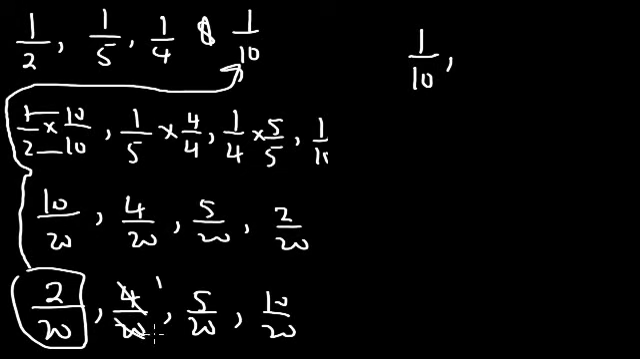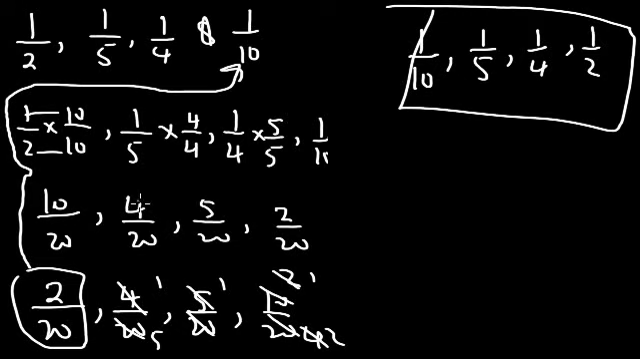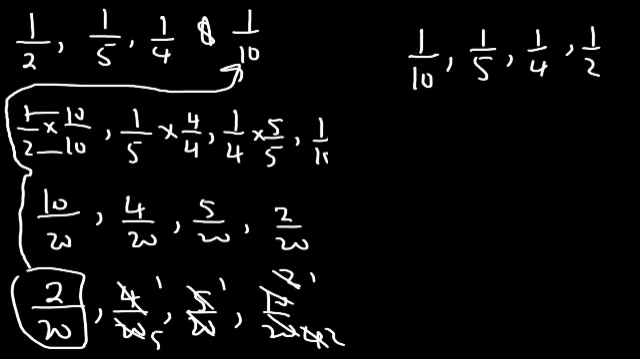4 here 1, 4 here 5, followed by 1 over 5. Then 5 here 1, 5 here 4, that's 1 over 4. Then 5 here 2, 5 here 4. So let me just do that. 2 here 1, 2 here 2. So that's just 1 over 2. This is your final answer. Hopefully you got that. And that's how to easily and mentally arrange fractions in ascending order.